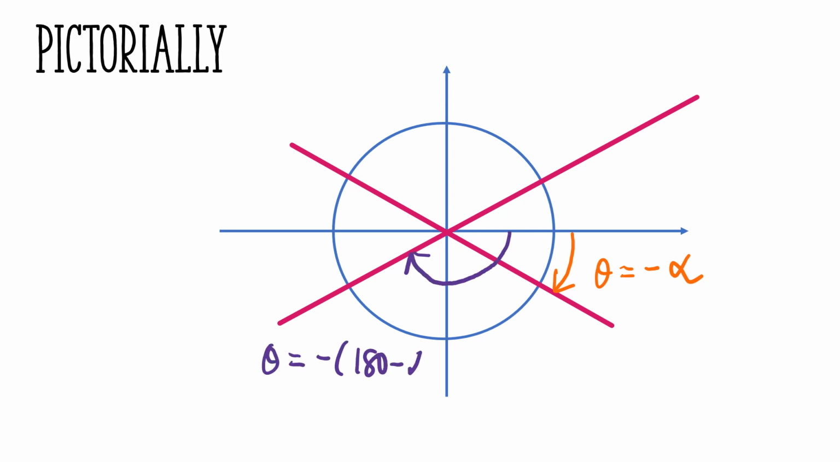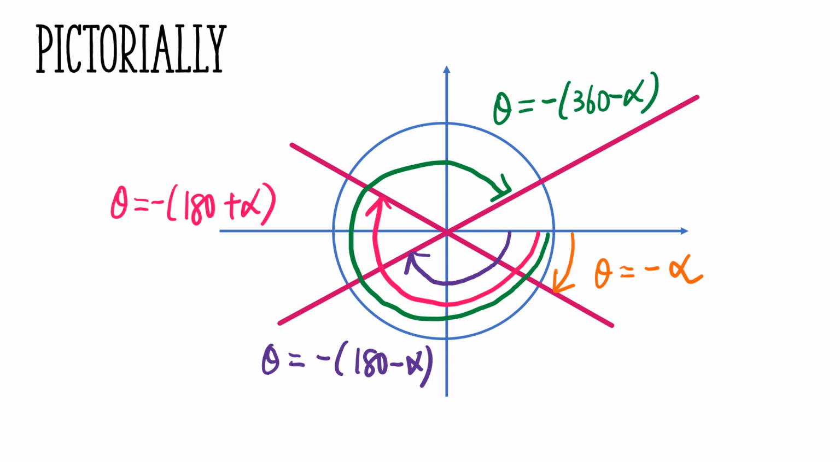And if it's from the second quadrant, it's negative bracket 180 minus alpha. From the third quadrant, it's negative bracket 180 plus alpha. And from the fourth quadrant, it's negative bracket 360 minus alpha.